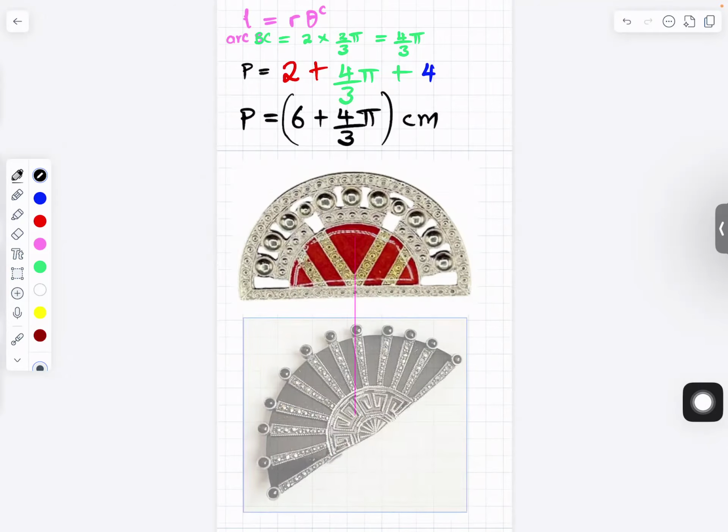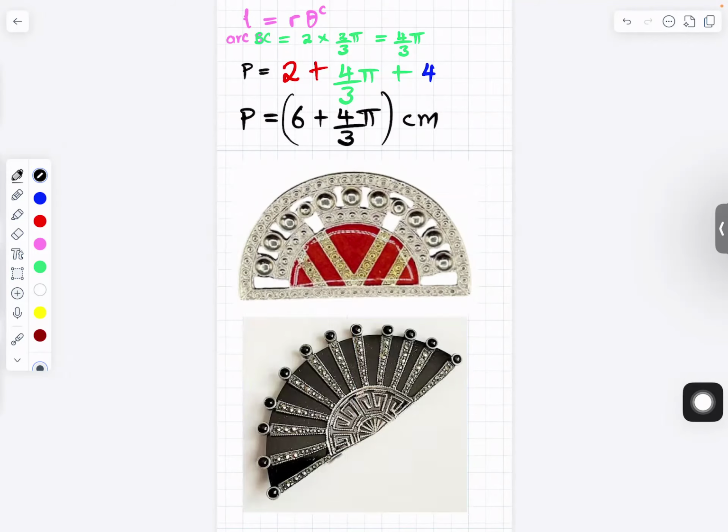So these are 2 examples. This is an example of a brooch there. One is red and it's a semicircle, another one is a different color. So they put them on clothes, on hats, and people just wear them, and they're made from very expensive materials.